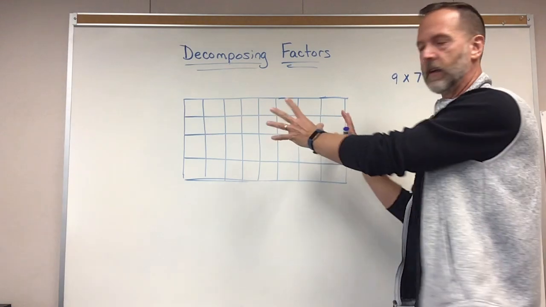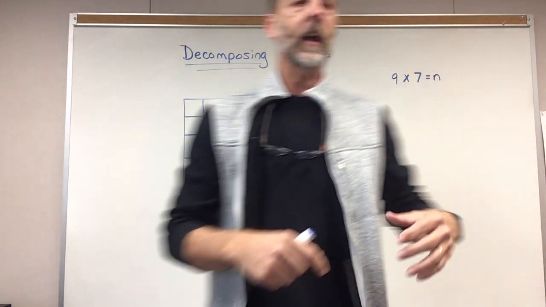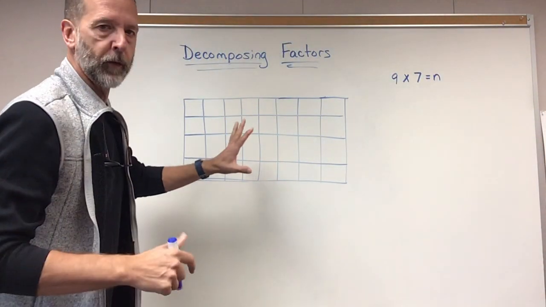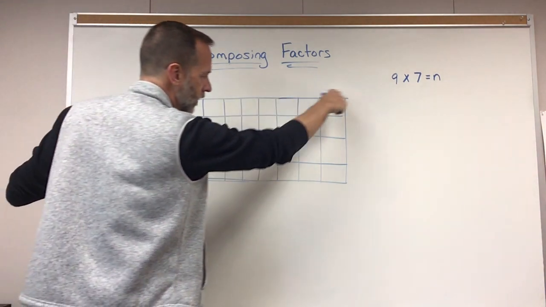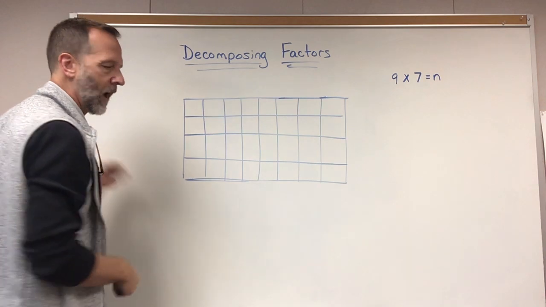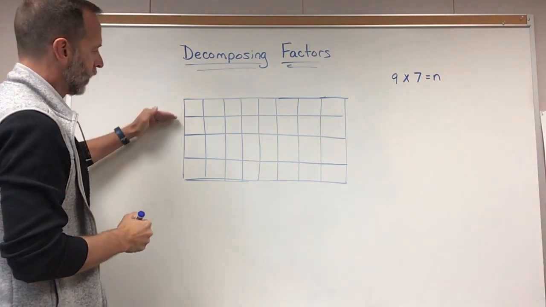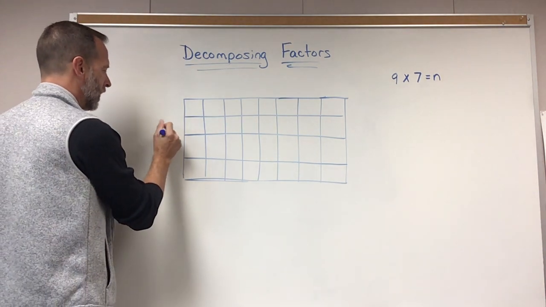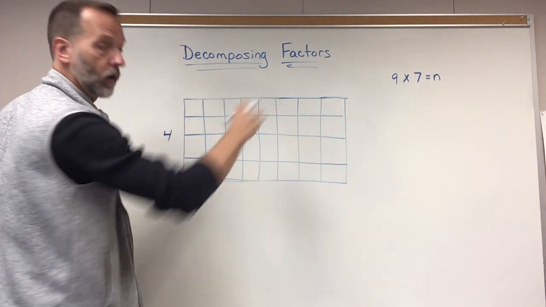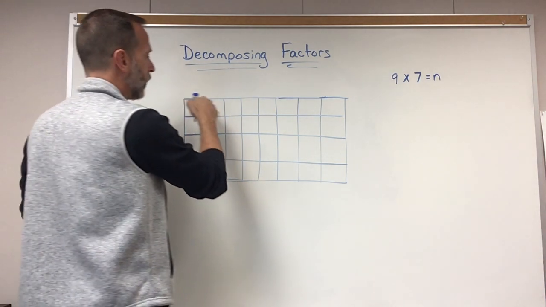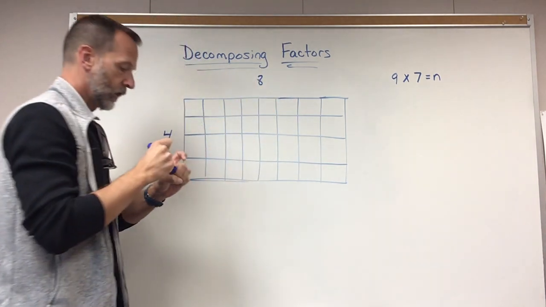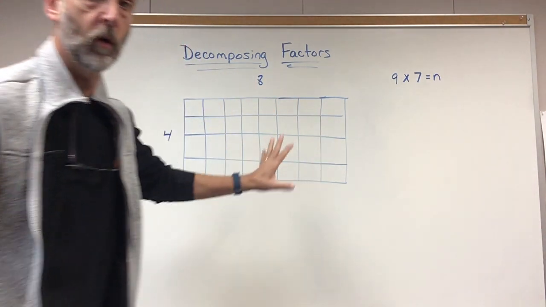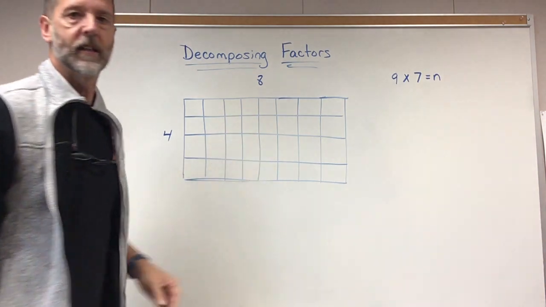All right, if I have a figure like this, I can use this to help me multiply by counting the number of blocks going across and the number of blocks going down. All right, I have 1, 2, 3, 4 blocks going down, or 4 rows going across, and then on the top, 1, 2, 3, 4, 5, 6, 7, 8 on the top. All right, so if I wanted to find the total, I could do 4 times 8.